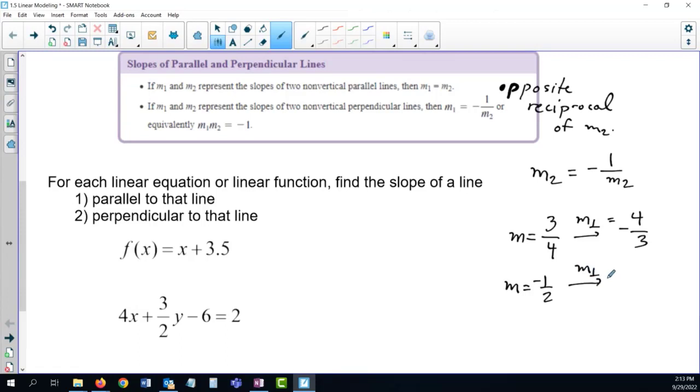A line that is perpendicular to this would look like what? So it's 2 over -1, but then I have to put the negative out front because it's the opposite reciprocal. 2 divided by -1 is -2, and the negative of that is 2. Okay?